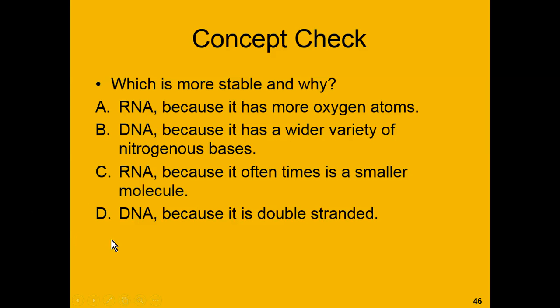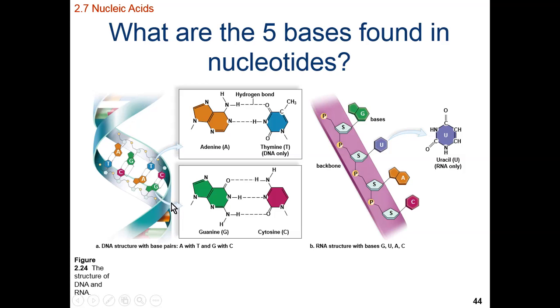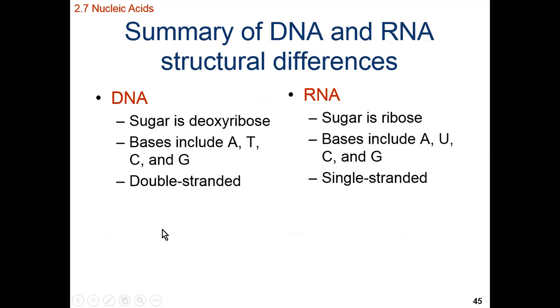The correct answer is D, DNA, because it is double-stranded. Because DNA is double-stranded, it has more chemical bonds holding it together than RNA, which is single-stranded. So DNA is going to be inherently more stable.